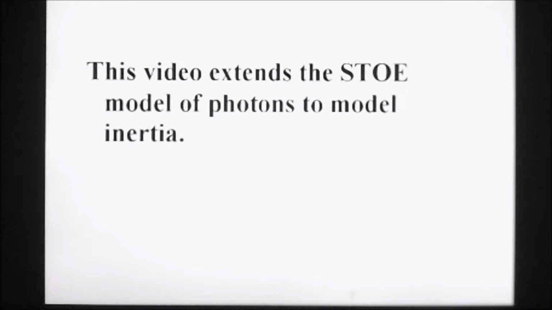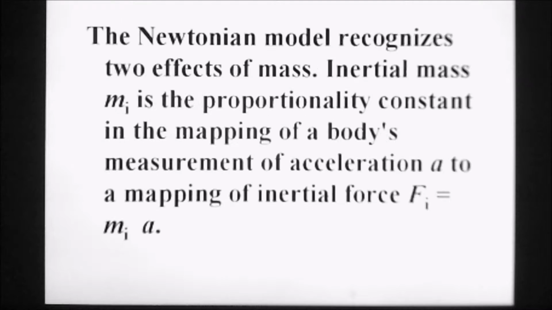This video extends the STOE model of photons to model inertia. The Newtonian model recognizes two vectors of mass. Inertial mass is the proportionality constant in the mapping of a body's measurement of acceleration to a mapping of inertial force. Force equals ma.